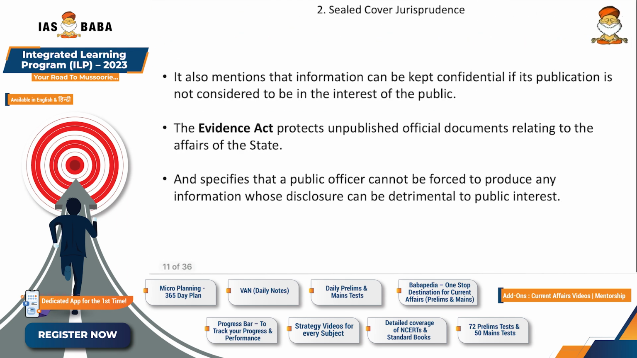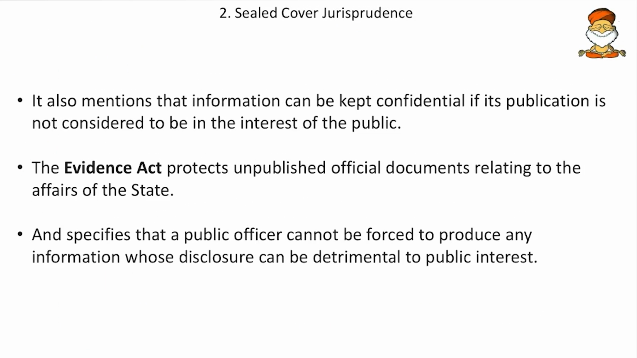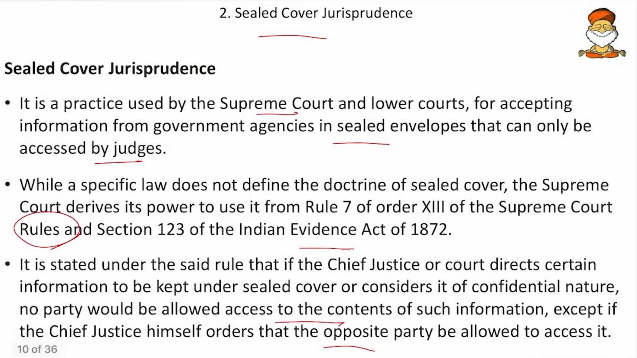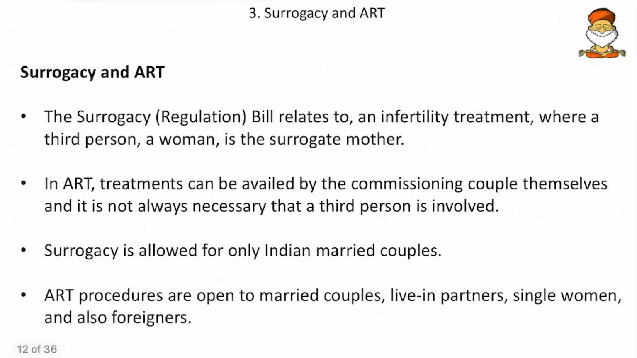Then come to the next, it also mentions that the information can be kept confidential if its publication is not considered to be in the interest of the public. So if it is against the public interest, even then the sealed cover jurisprudence can be taken up. Then the Evidence Act protects the unpublished official documents relating to the affairs of the state. And then the same Evidence Act also forbids any public officer from disclosing any government information. So here remember the sealed cover jurisprudence, and also remember the Supreme Court rules and the Evidence Act and the meaning of this word. So that is more than sufficient for us.